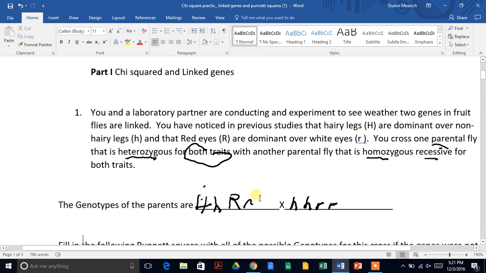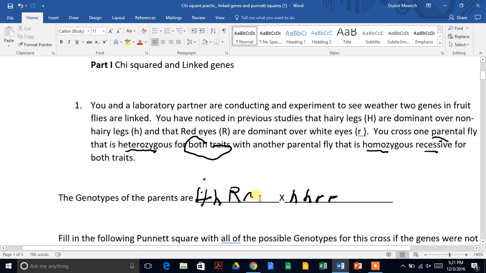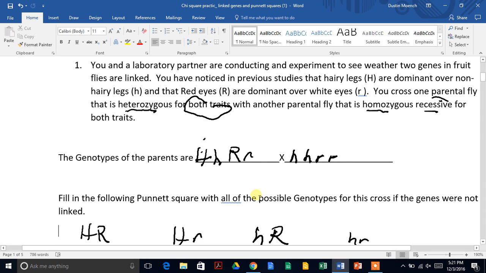So, number 1. You and a laboratory partner are conducting an experiment to see whether 2 genes in fruit flies are linked. You have noticed in previous studies that hairy legs are dominant over non-hairy legs, and that red eyes are dominant over white eyes. You cross one parental fly that is heterozygous for both traits with another that is homozygous recessive for both traits. So, big H will be hairy legs, little h non-hairy legs, big R red eyes, little r white eyes. So these are the parental genotypes. Heterozygous for both, homozygous recessive.